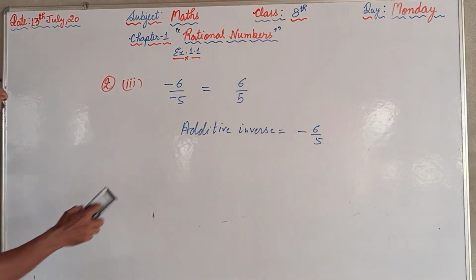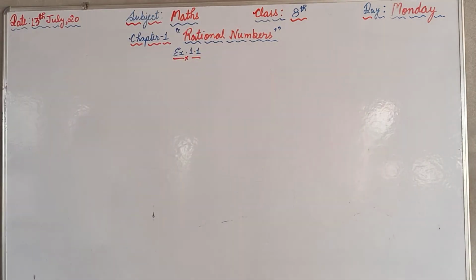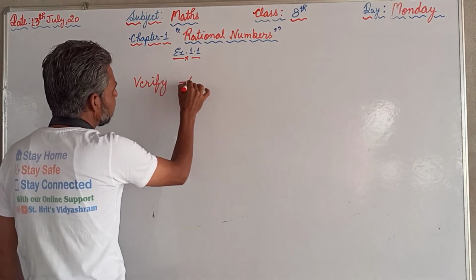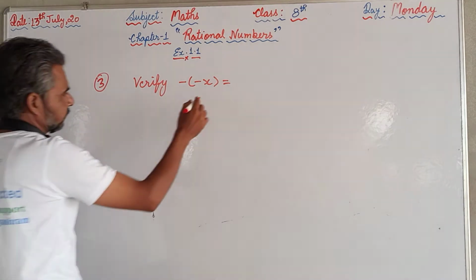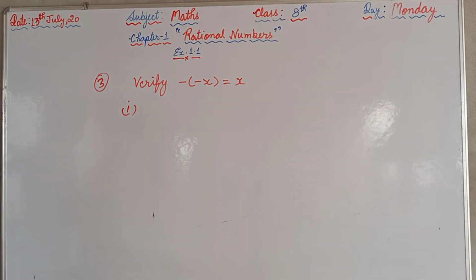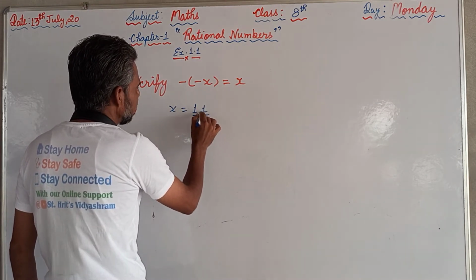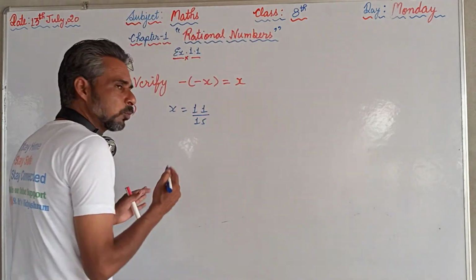At the same time, the next question is question number 3. We are supposed to verify minus x is equal to x. We are supposed to verify that. First part we are supposed to take. That is, in first part x is equal to 11 upon 15. We are not supposed to do anything in that, but we are supposed to keep in mind the language. How to proceed the question.